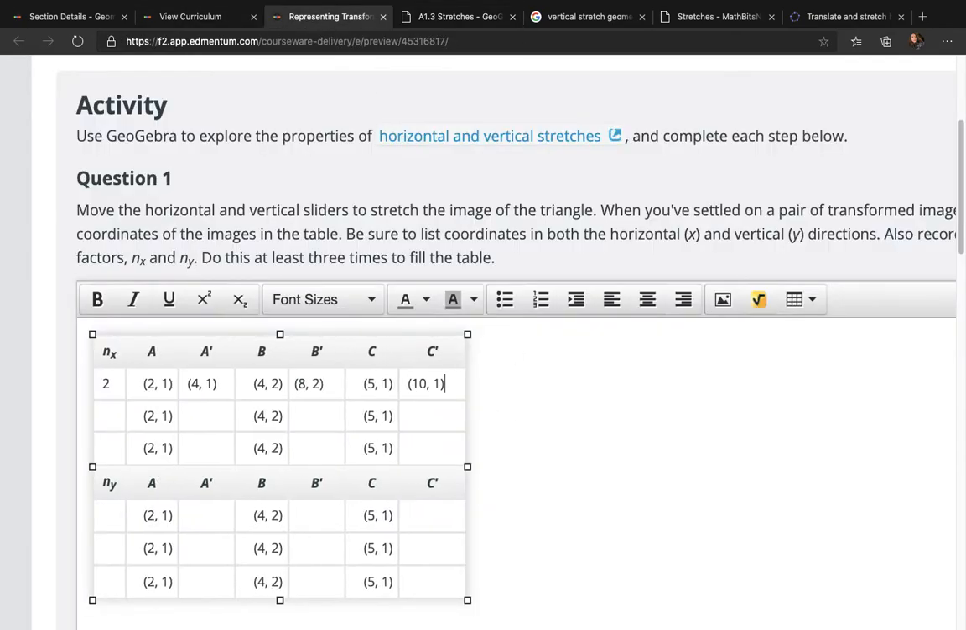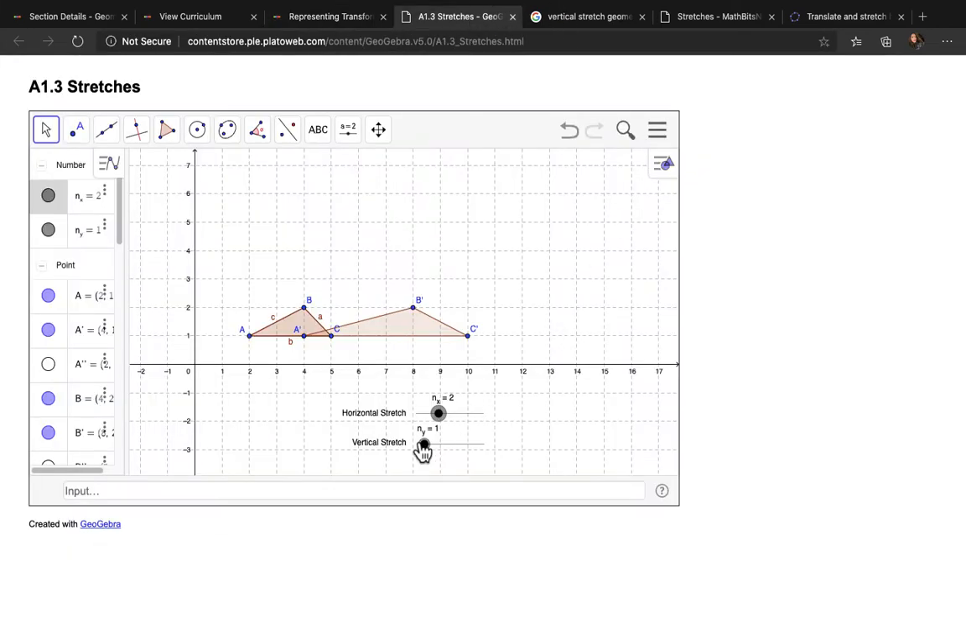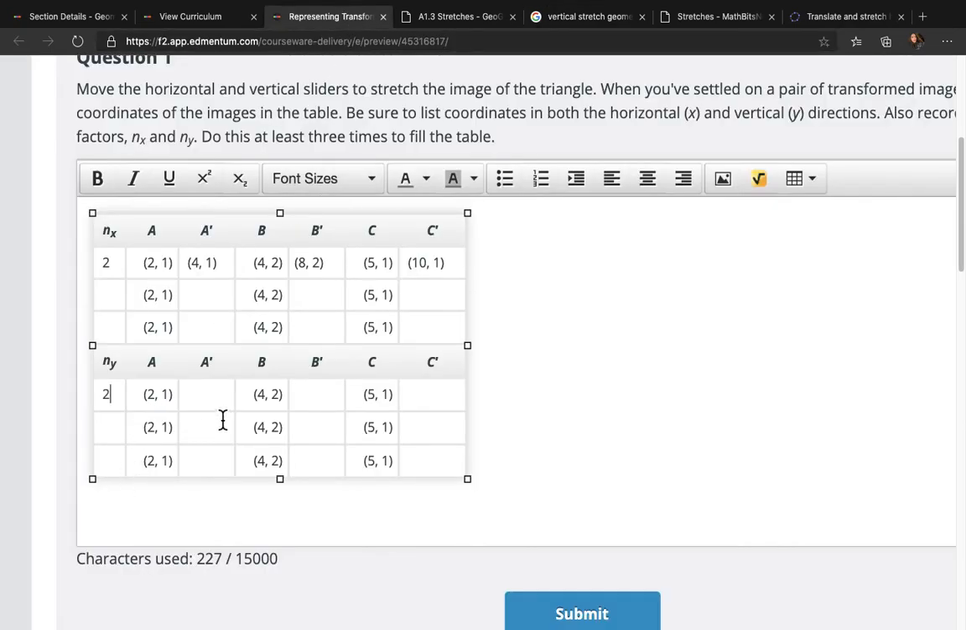Okay, and what this activity wants you to do is do it for 3 different scale factors. I'm only going to do 2 with you. I'm also going to just do the y, the vertical stretch, for you. So again, I'm going to set my scale factor at 2. Notice the slider for the vertical stretch, I'm going to stretch that at 2. So n sub y is going to equal 2.